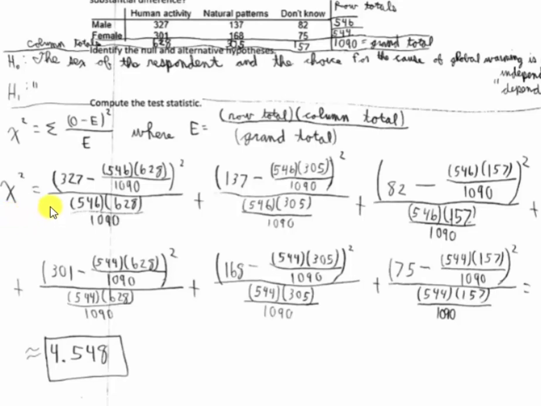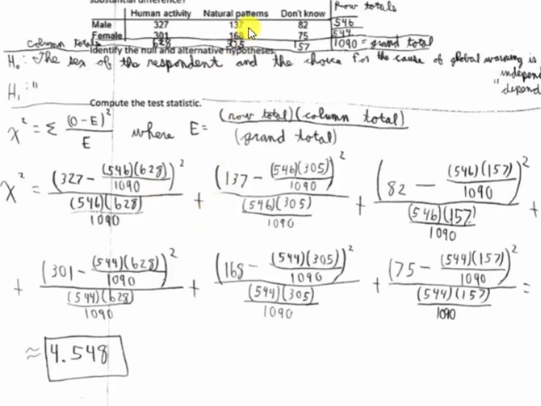Chi-squared equals, the first observed value is 327, minus, to get this expected value, we take the row total of 546, multiply it by the column total of 628, and divide it by the grand total. This is what we have right here. And then we square this. Then we divide this entire thing by the expected value again. We got that the exact same way we did up here. Now since it says sum, we're going to have to add that to the next step.